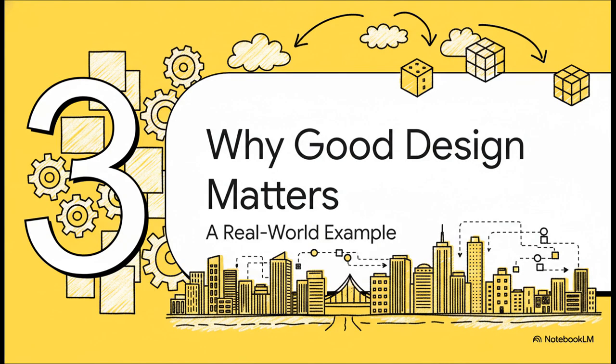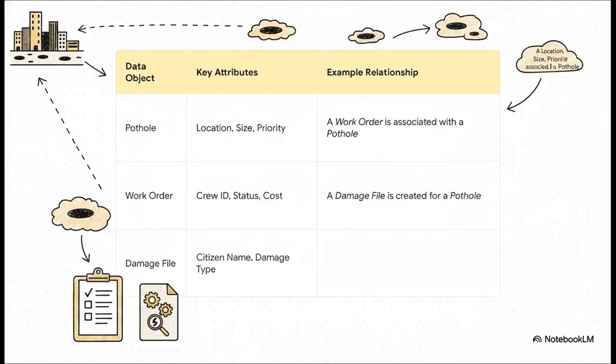Okay, theory is great, but let's see how all these building blocks come together in a practical, real-world example. We're going to leave the abstract behind for a minute and look at how this creates a clear, functional system that you could totally imagine a city using. Okay, imagine a city wants an app to track and repair potholes. Using our 3 building blocks, the blueprint becomes pretty simple. Our main objects, the nouns, are obvious. We've got a pothole, a work order to fix it, and maybe a damage file for when a car gets damaged.